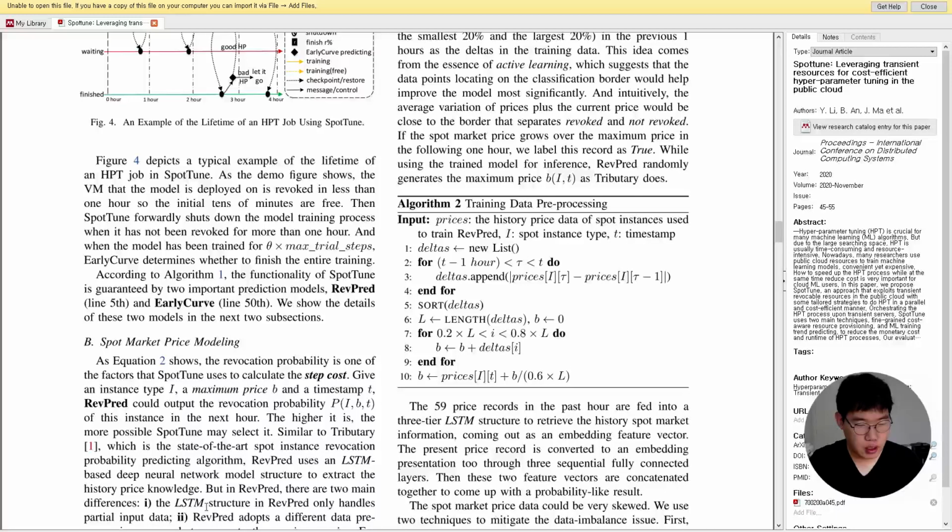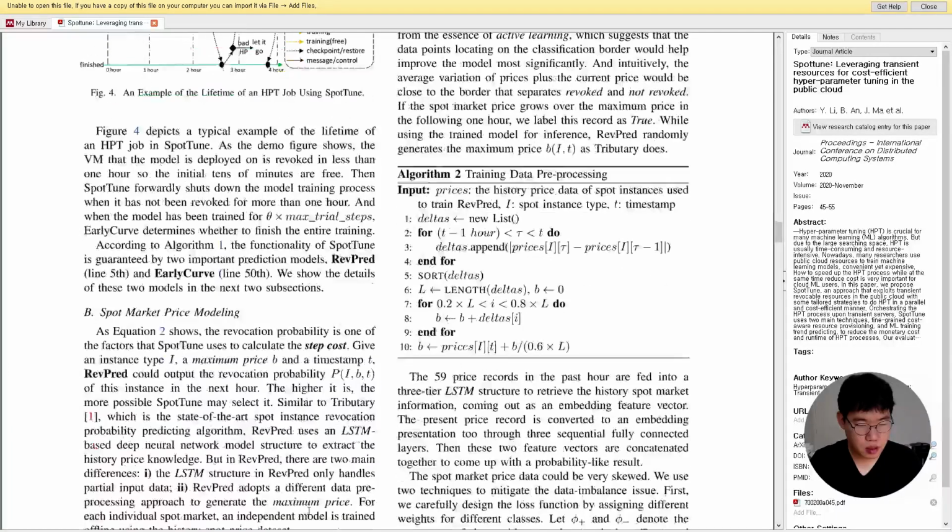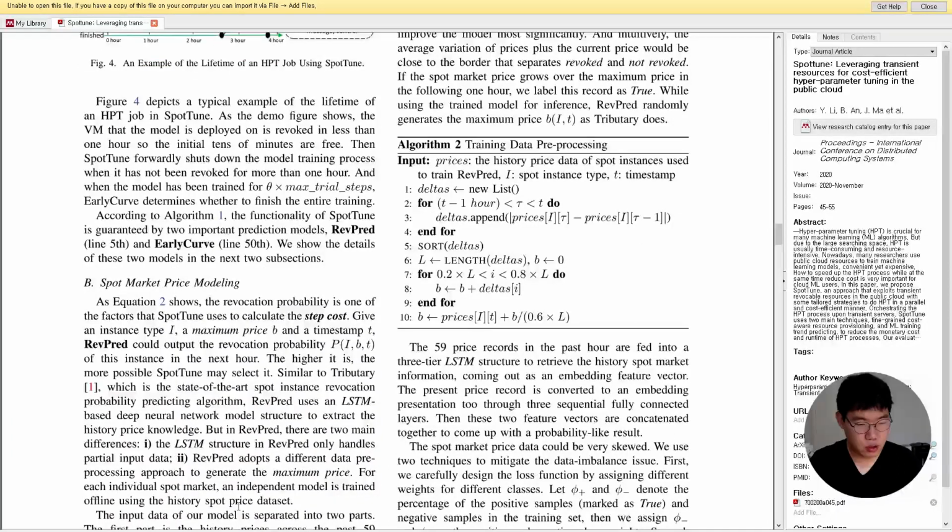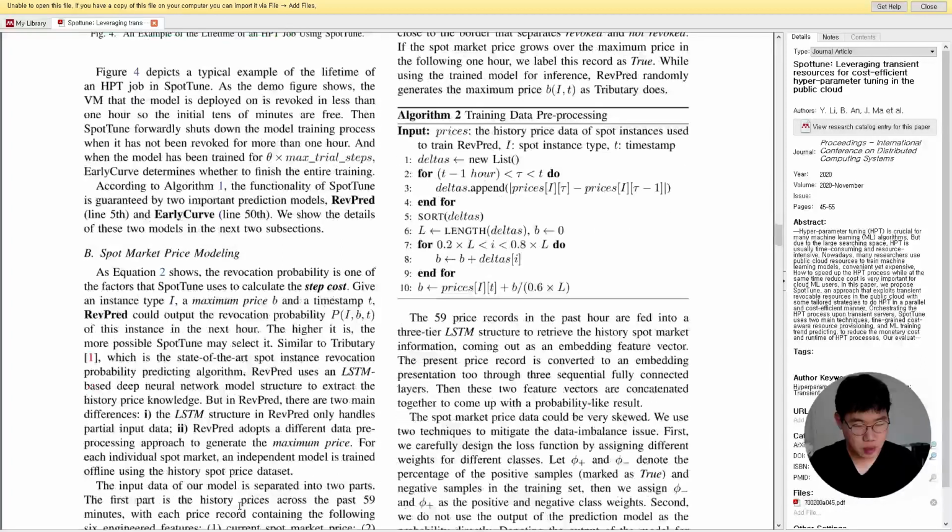The LSTM structure in the revision period only handles partial input data. The revision period adopts a different data pre-processing approach to generate the maximum price. For each individual spot market, an independent model is trained offline using the historical spot price dataset. The input data of our model is separated into two parts.